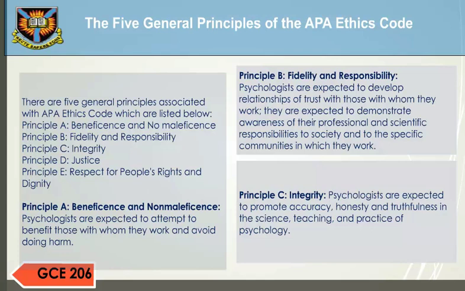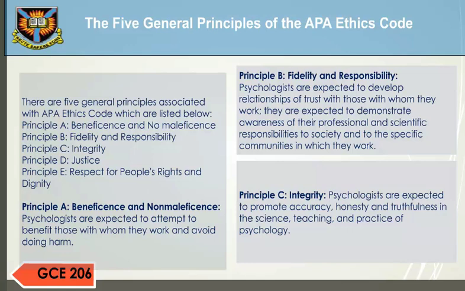Principle A: beneficence and non-maleficence. Psychologists are expected to attend to benefit those with whom they work and avoid doing harm. Principle B: fidelity and responsibility. Psychologists are expected to develop relationships of trust with those with whom they work. They are expected to demonstrate awareness of their professional and scientific responsibilities to society and to the specific communities in which they work.